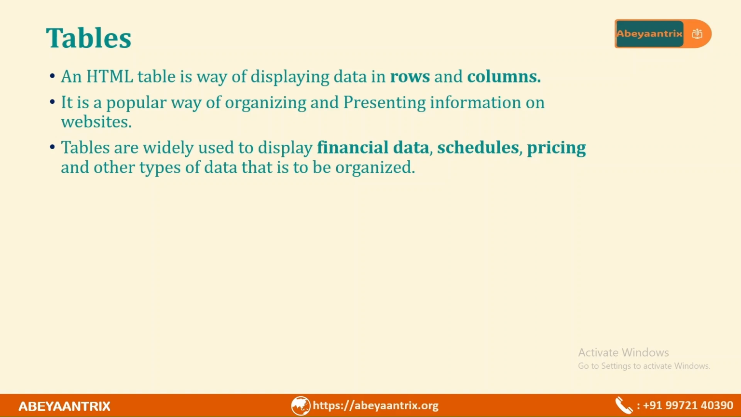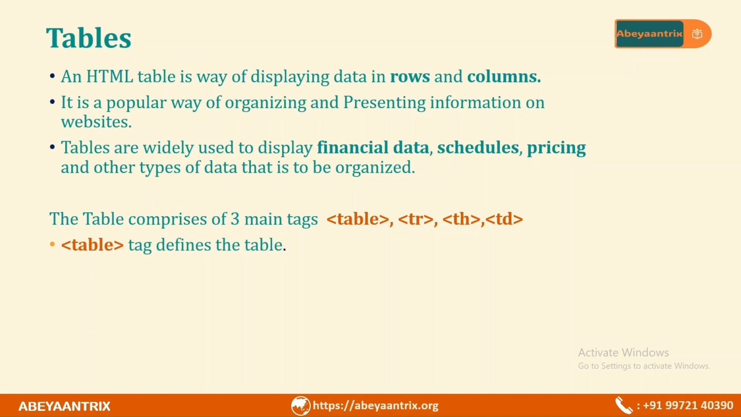So the basic table structure will look like a table format, right? To create that structure, we have to follow some tags in HTML. Those tags are table, tr, th, and td. These are the main four tags we use in an HTML table. The first one is table, the main container that defines the entire table.